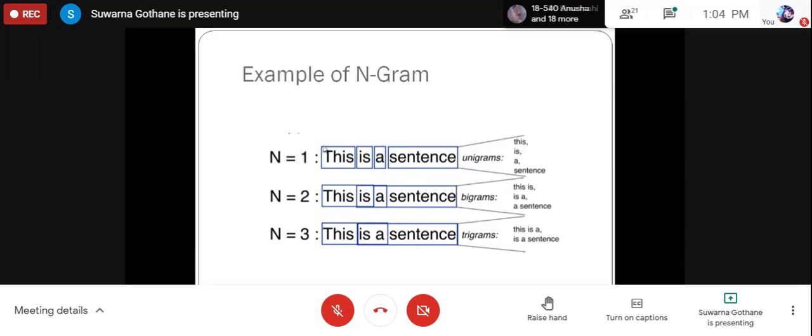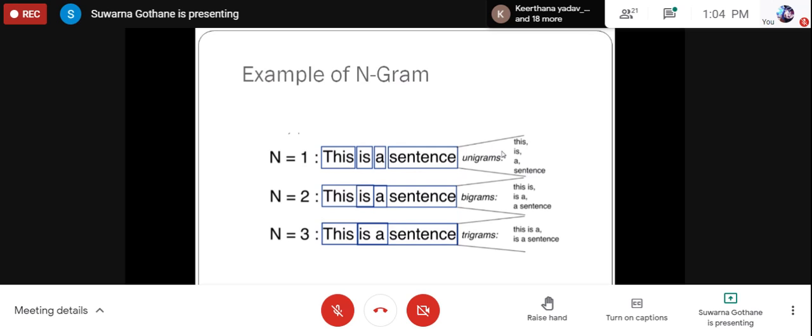So n equals 1 means what? Unigram. Unigram means breaking your sentence into individual words. That is called the unigram concept. So you are making n as 1. Suppose this is a sentence that is written, so you are breaking it as "this", "is", "a", "sentence". So individual elements you are going to break.